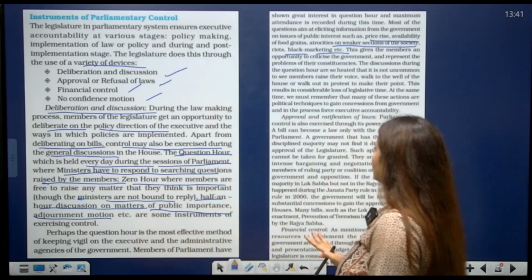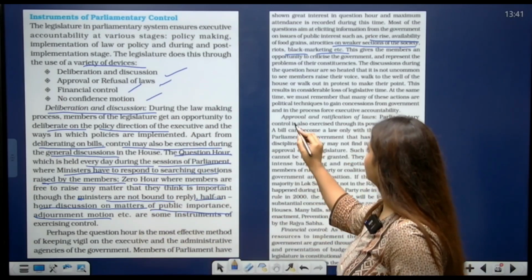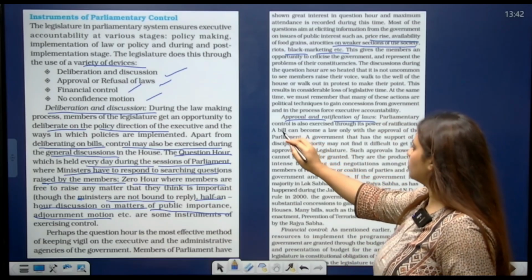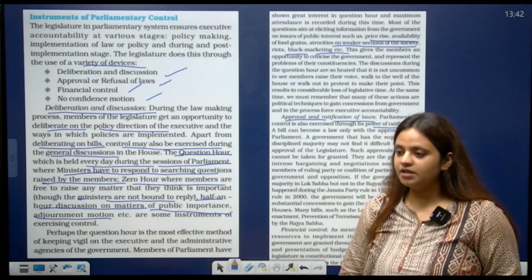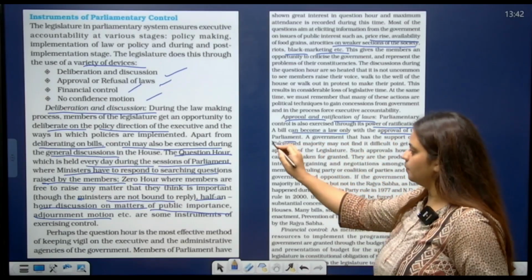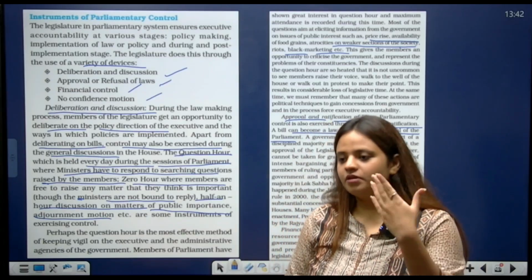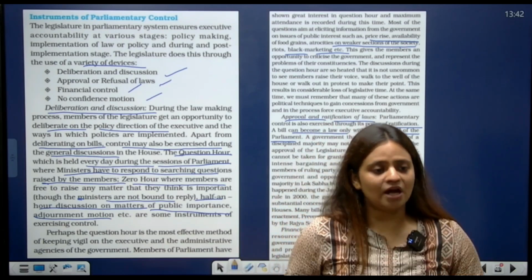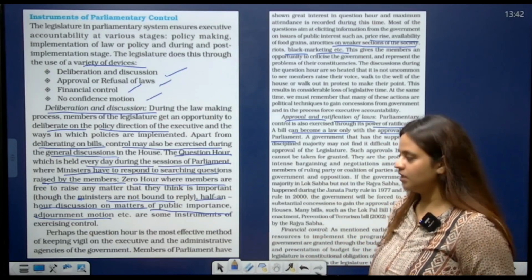Then coming on to the second device that we have here, which is approval and ratification of the laws. So the parliamentary control is also exercised through its power of ratification. What does it mean? It means that a bill can only become a law with the approval of the parliament, which means that whatever bill is there in the house will not be directly passed. The bill has to have the majority of the parliament. So the approval of parliament is also important.